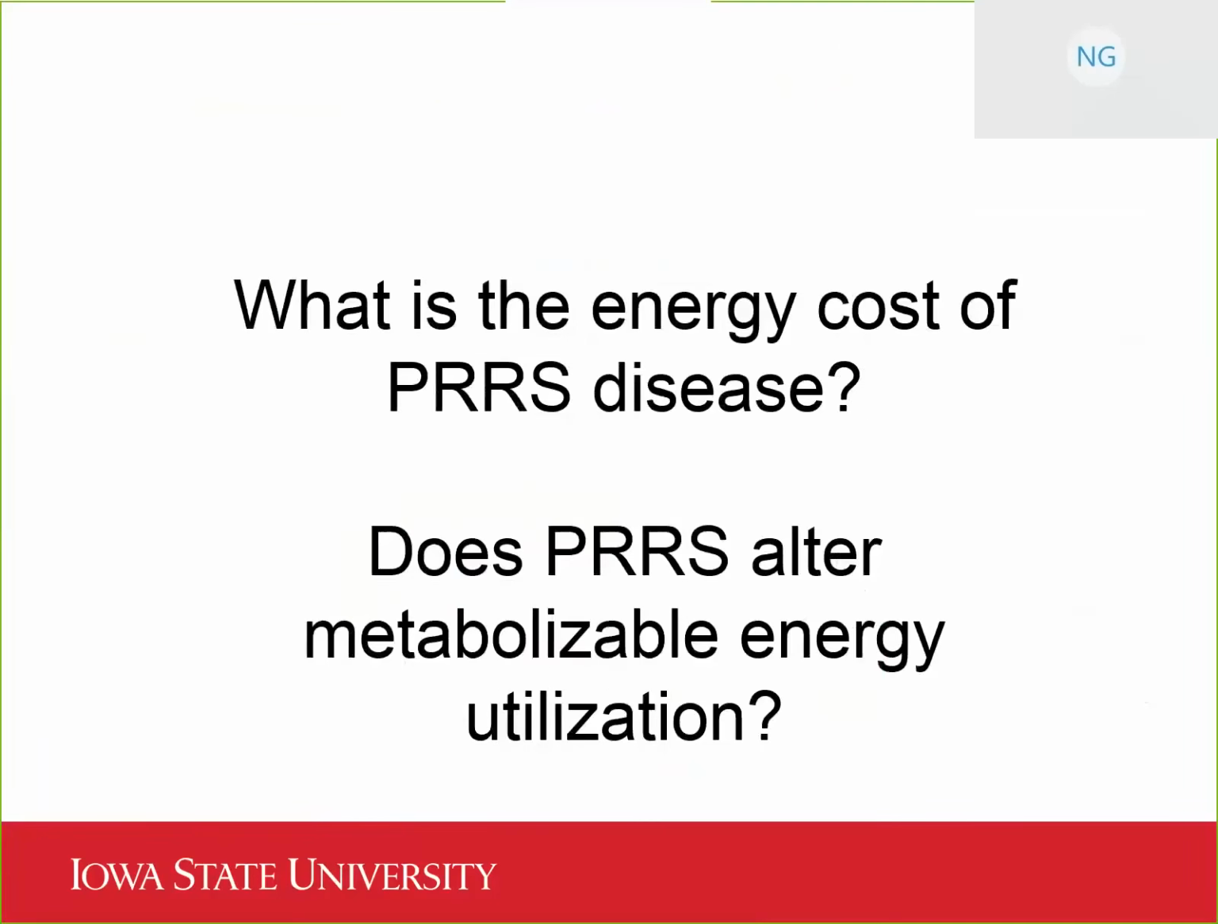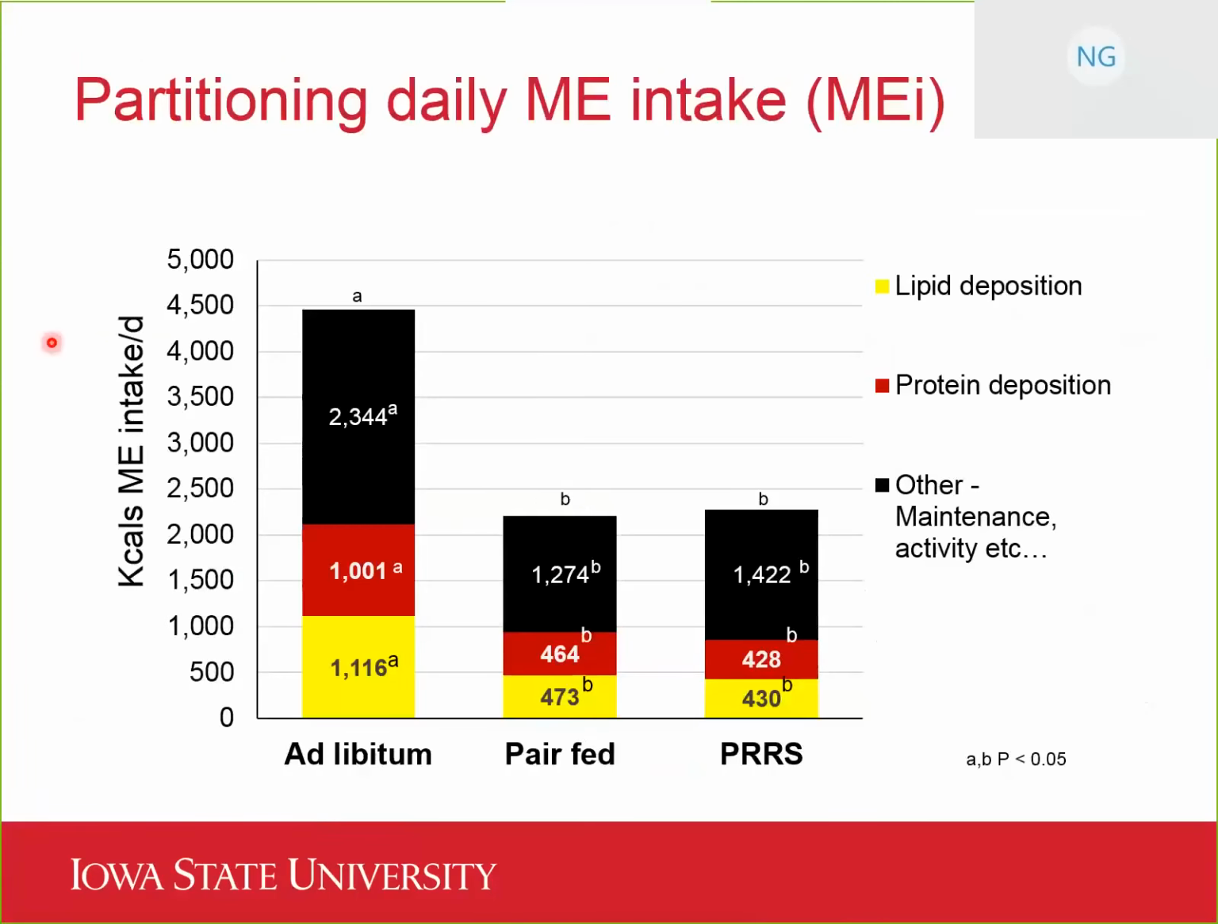So if we put this on an energy expenditure basis, what we end up doing, just on some napkin math, is that these pigs were consuming about 4,500 kcals of ME intake per day in our ad-lib pigs compared to half of that.